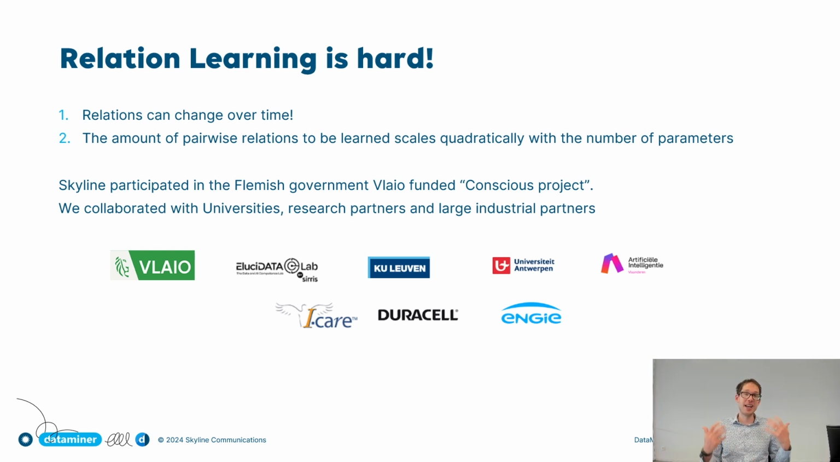Now, if you're dealing with a network that has millions of parameters, you can imagine that the amount of relations that you need to learn is enormous, right? That's also the reason that we're not doing this on your system. We're doing this in the cloud. Now, even if we do it on the cloud, there are still a lot of challenges. And that's why I'm saying relational learning is hard.